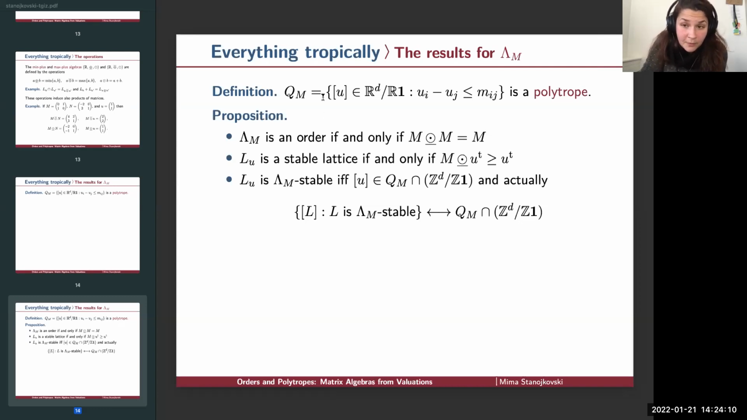Moreover, what these polytropes do for us, well, their integral points characterize the lambda stable lattices. So what do I mean by this? I mean that there's a one-to-one correspondence between the equivalence classes of lambda stable lattices and integral points in the polytrope.